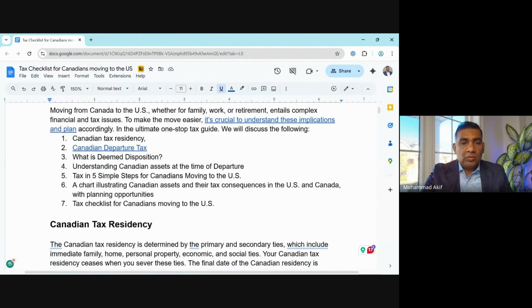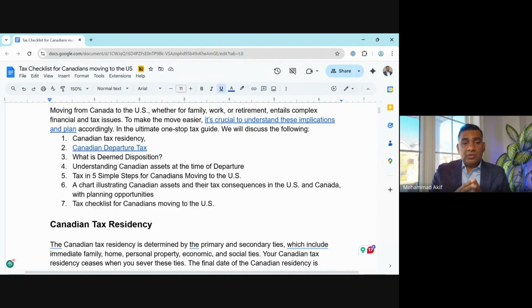So first of all, what happens when you actually move to the US from Canada? The first thing that we want to look at is your Canadian tax residency. Are you still a Canadian tax resident? That's number one. Number two is how the Canadian departure tax works. If you are moving from Canada to the United States, of course CRA will tax you on certain assets that you own in Canada. That means there will be a deemed disposition. We'll look into what deemed disposition really means. And then what happens to your Canadian assets, which includes your retirement accounts, your investments, your real estate, your shares. There's a lot more to it.